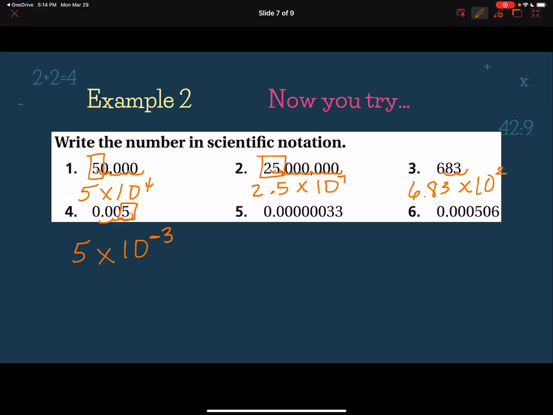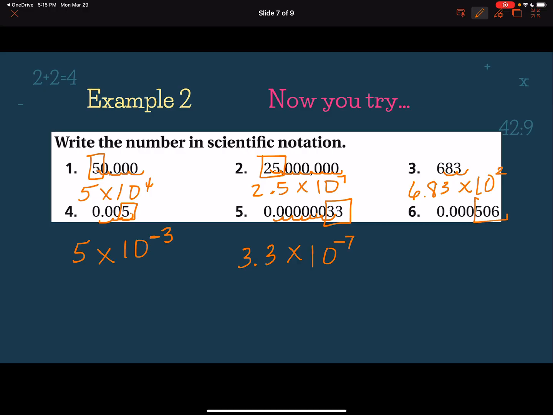Okay, same thing with number 5. Focus on the non-zero digits. Place the decimal where it needs to be to fit the criteria, and count over the number of places. So 1, 2, 3, 4, 5, 6, 7. Looks like we're going to have a negative 7 exponent.